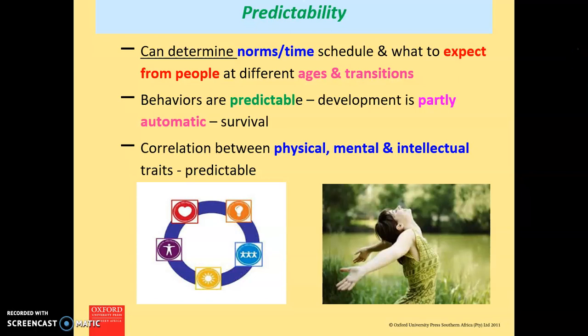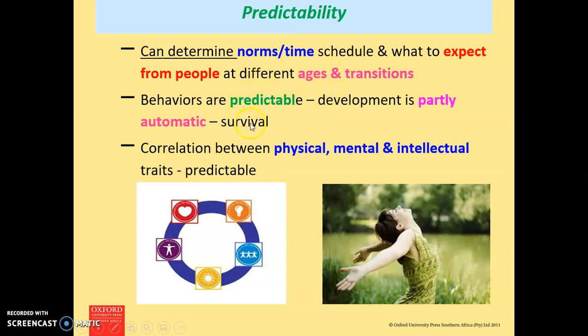Okay, moving on to the fourth factor, which is predictability. Among the characteristics of human development, the fourth factor is predictability. If we know human development, we could predict what is going to happen at a certain stage. So by understanding human development, we can determine the norms and the time schedules, and what to expect from people at different ages and transitions.